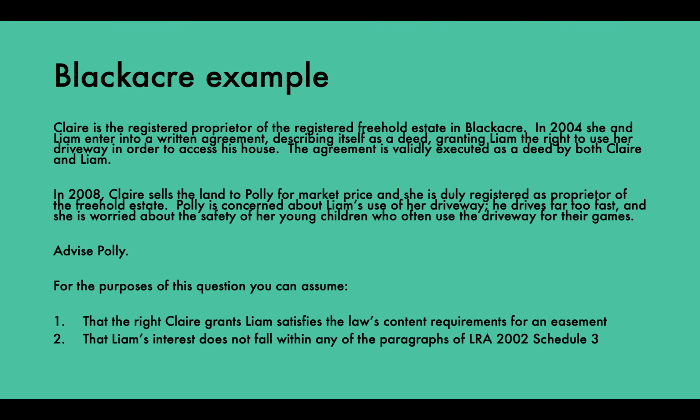We found out before that Liam has an equitable easement. We categorised his right as an equitable easement just a few minutes ago. Section 29 subsection 2 of the Land Registration Act tells us you can protect the priority of a pre-existing right in rem if it is either registered or falls within Schedule 3. We are told that Liam's pre-existing right in rem does not fall within Schedule 3, so his priority will only be protected if it is the subject of a notice on the register.